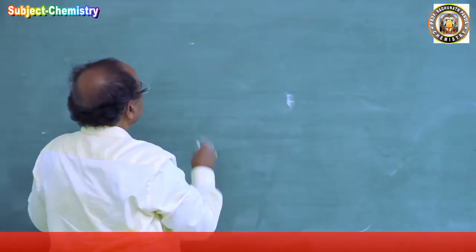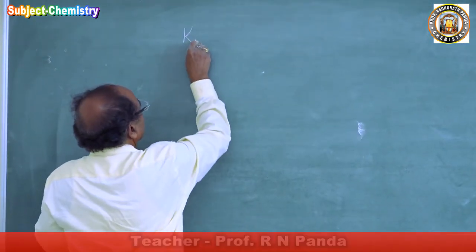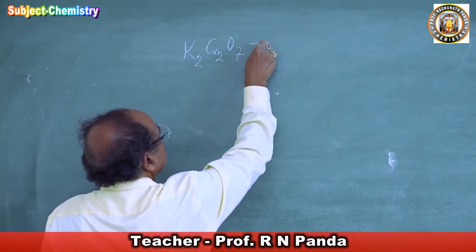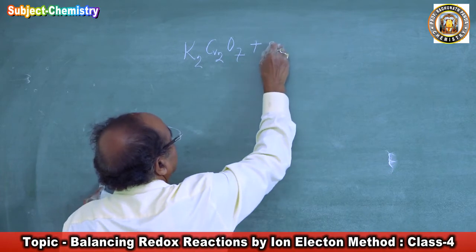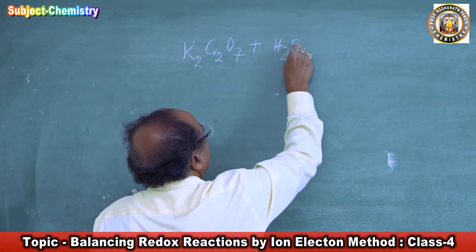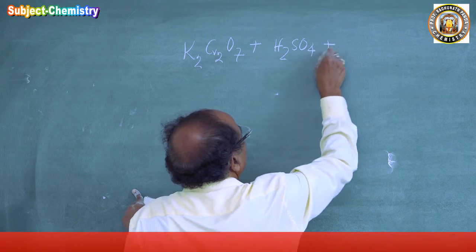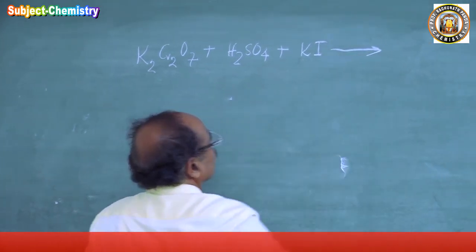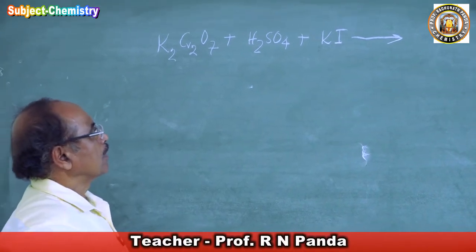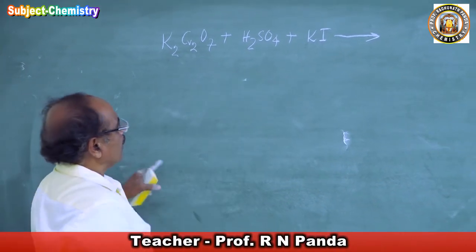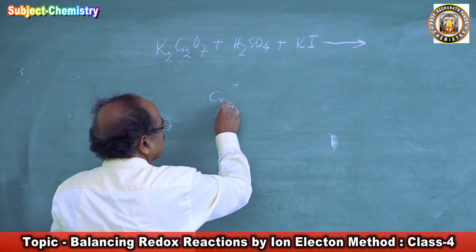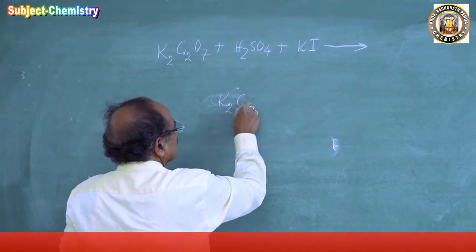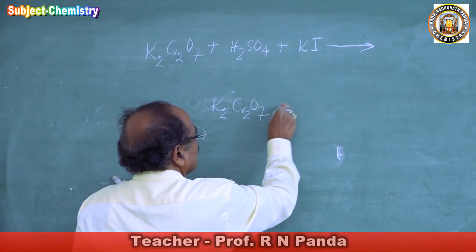Now let's come to another equation. Let's take potassium dichromate, K2Cr2O7 plus sulfuric acid plus potassium iodide. We'll go to this reaction. So iodide, so now Cr2O7 minus 2, potassium dichromate, K2Cr2O7 is becoming what?